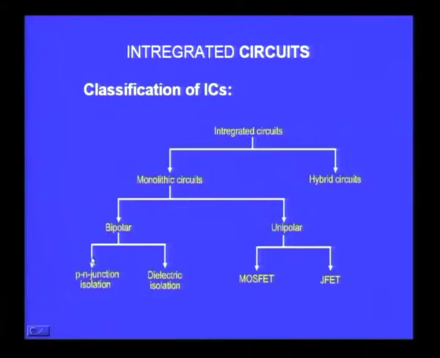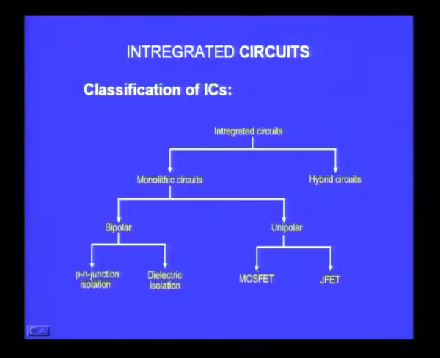Even among the bipolar, in the actual design of the integrated circuit, there could be a difference. For example, there could be p-n junction isolation or dielectric isolation. Let me not go deeper into that. Similarly, on the unipolar side, you can have two different things: MOSFETs, metal oxide semiconductor field effect transistors, or junction field effect transistors integrated into the circuits. The MOSFET, you know, is the most popular among these two, for several reasons.